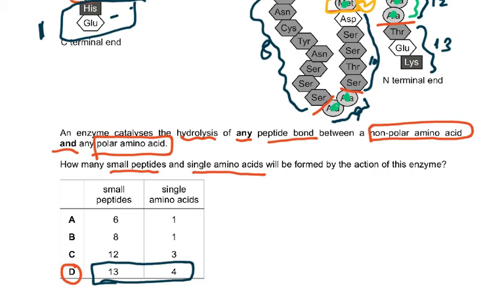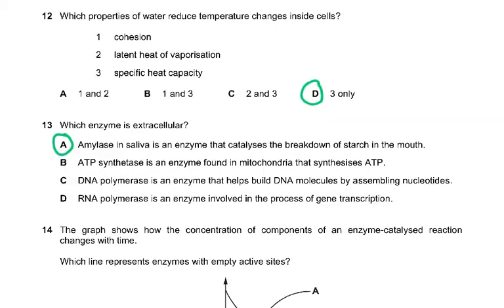So this was a little difficult. You need to figure this out. You need to do this 1 or 2 times, and I'm sure you all can get this done. And the question was, which properties of water reduce temperature changes inside cells: cohesion, latent heat of vaporization, and specific heat capacity. Now 1 and 2, 1 and 3, 2 and 3, and it was 3 only because specific heat capacity is the only thing which ensures that the temperature changes inside the cell are kept constant, and we are maintained at 37 degrees Celsius, or even plants or animals are maintained.